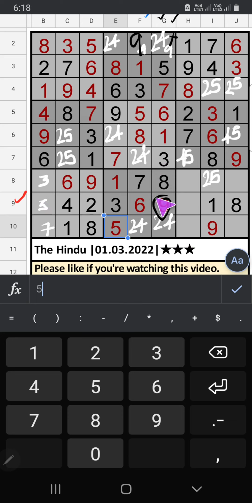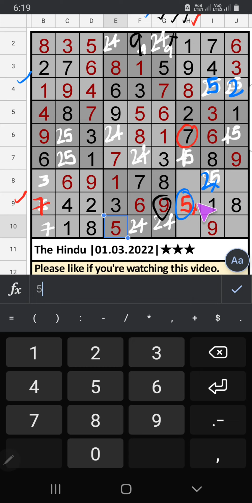Ninth row, 2 numbers are remaining, 7 and 5. Column H, we have 7. So 7 can't come in this cell, 7 is confirmed here. Then 5 is here. Since 5 is here, 5 can't come in this cell, 5 is confirmed here. Then 2 is here. 4th row, only 1 number is remaining, 2. 2 is confirmed here.